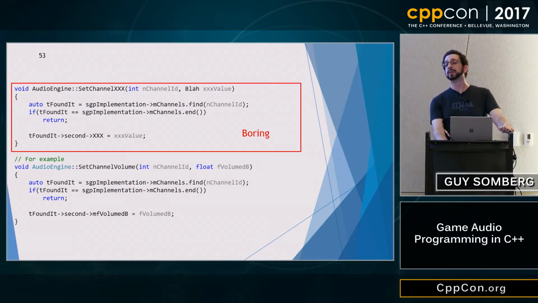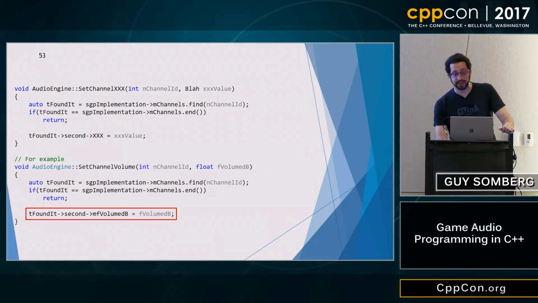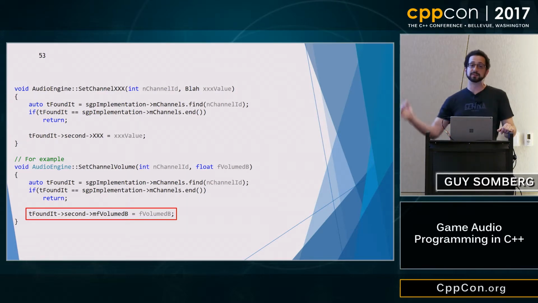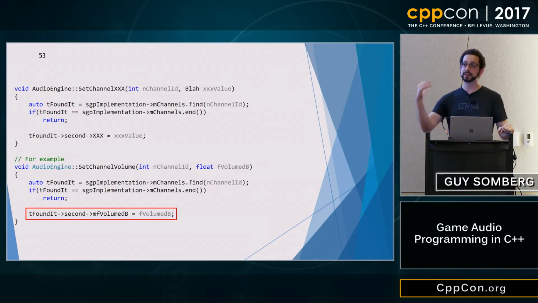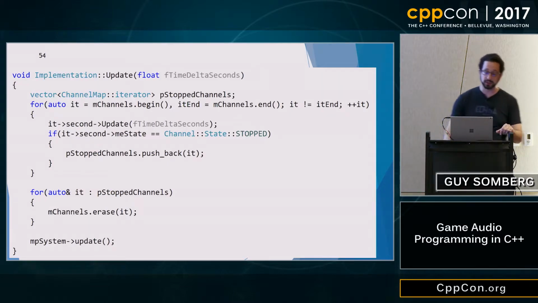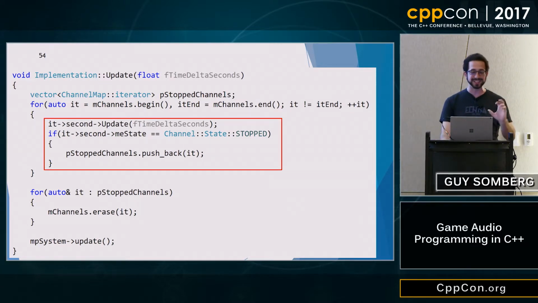All the other channel functions are basically the same. They're still boring, but they're boring in new and exciting ways, because now instead of finding the channel object and setting its value, we're just setting the parameter, storing the value, and the state machine will take care of the rest. So here's our update function, which is almost the same, except inside of this loop, we are updating each channel and checking to see if it's in the stopped state.